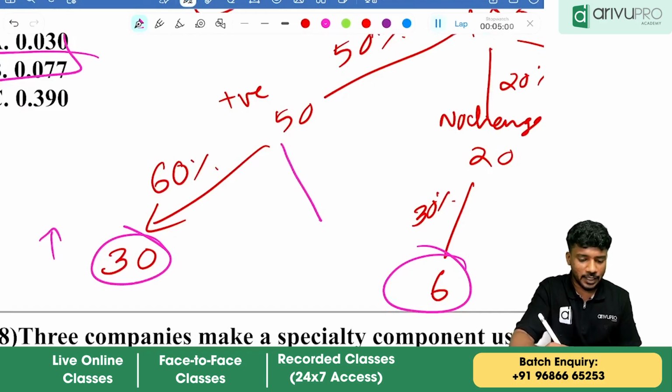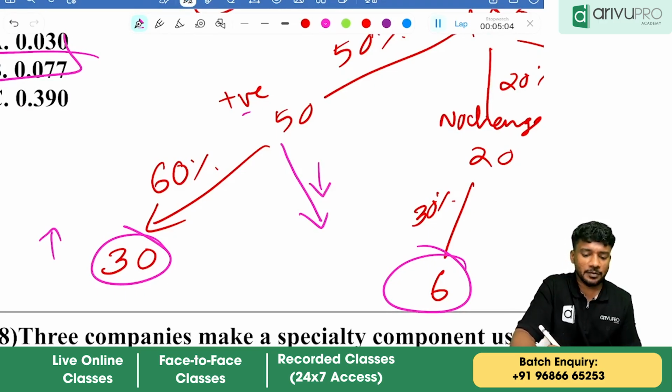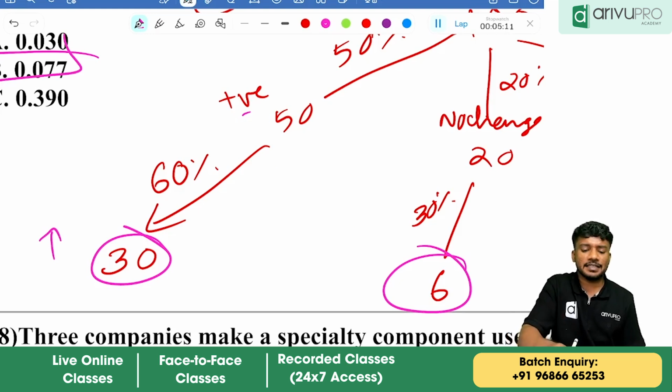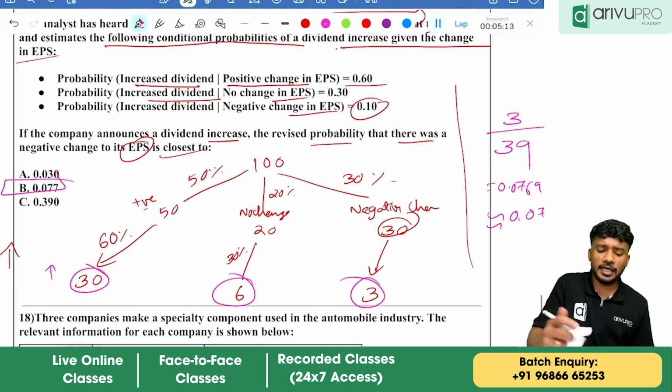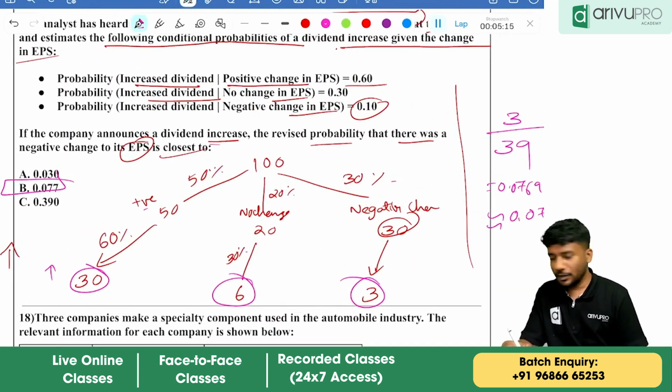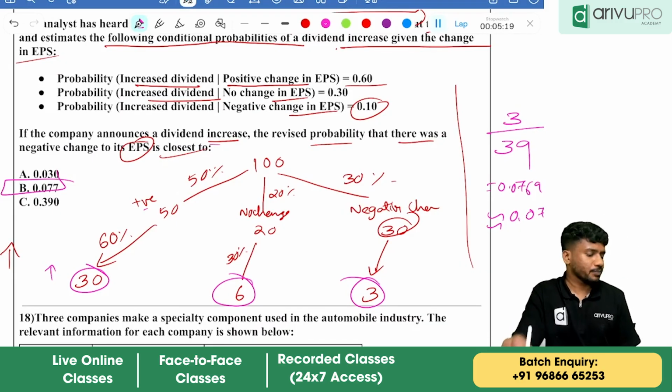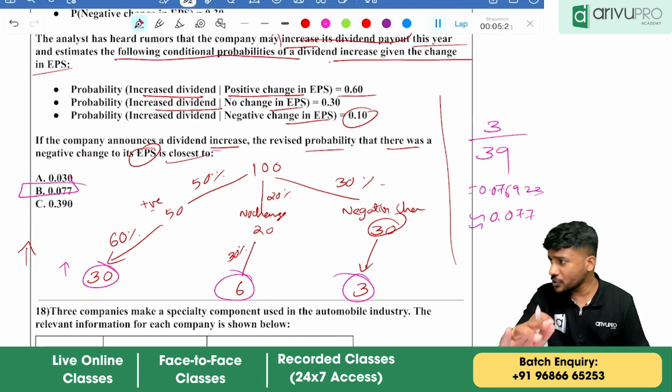Then there will be also another condition, that will be decrease in dividend with positive. That means into 40%, which will be how much? 50 into 40, which will be 20. But we don't need that here, because the question is what? They are only asking for increase with respect to, so negative with respect to what? Total. Okay. Yes. Understood, Sheikh.